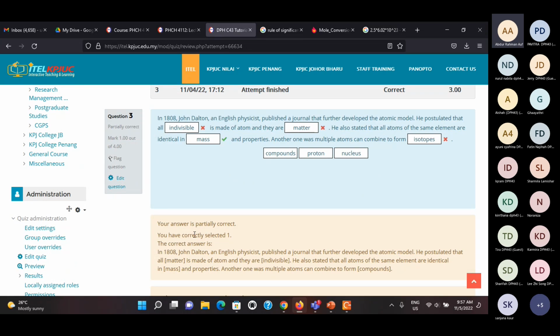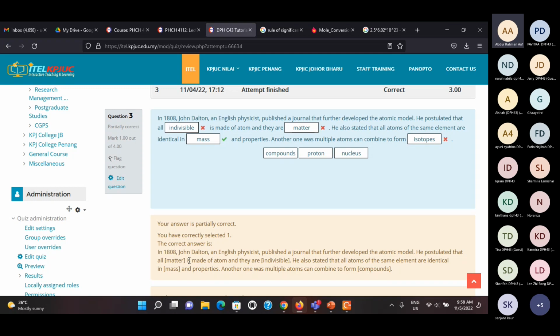In 1808, John Dalton, an English physicist, published a journal that further developed the atomic model. He postulated that all matter is made up of atom. Okay, a postulate is a theory that is not proven by experiment. So John Dalton ni dia ada idea, dia ada theory, tapi dia tak ada the means to prove that theory. So this is what we call postulates. Okay, idea, theory yang tidak dibuktikan melalui eksperimen but widely accepted by the community.